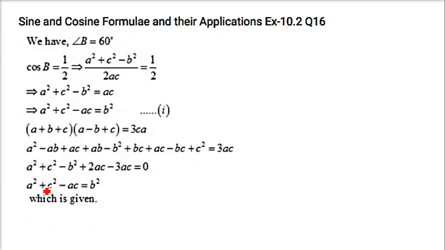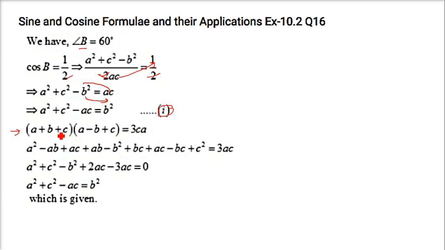Now you have to prove this: a square plus c square minus ac equal to b square. This is the equation which has been given in the question. We'll start with cos b, because in the question it is given that the angle b is 60 degree. So if angle b is 60 degree, cos 60 will be half. Half will be a square plus c square minus b square by 2ac. Now this 2 gets cancelled, so you get ac here. So it will be a square plus c square minus b square equal to ac. Bring this ac here and b square here. So a square plus c square minus ac equal to b square. So this is our first.